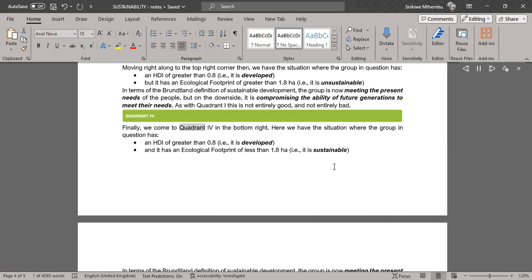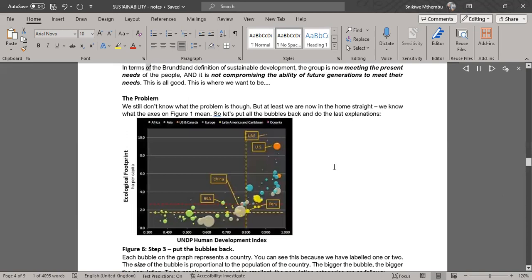Finally, we come to quadrant 4 in the bottom right. Here we have the situation where the group in question has an HDI of greater than 0.8, i.e., it is developed, and it has an ecological footprint of less than 1.8 ha, i.e., it is sustainable. In terms of the Brundtland definition of sustainable development, the group is now meeting the present needs of the people, and it is not compromising the ability of future generations to meet their needs. This is all good. This is where we want to be.